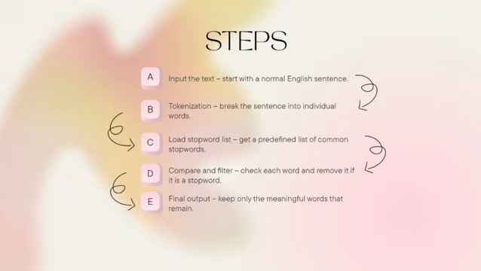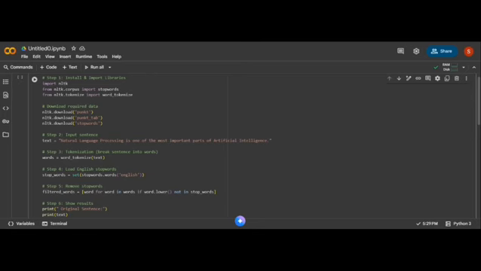Step 4 is comparing each token with this stopword list and filtering them out. Finally, in step 5, we get the clean text which contains only meaningful words. This clean text is then ready for further analysis in NLP tasks. Now, let's see a live demonstration.